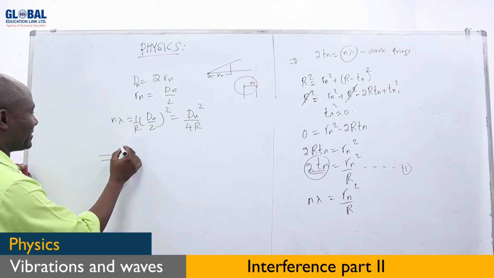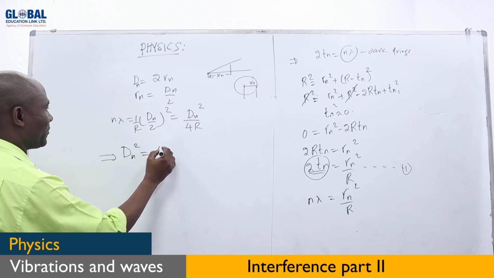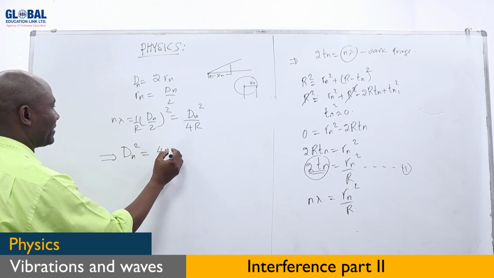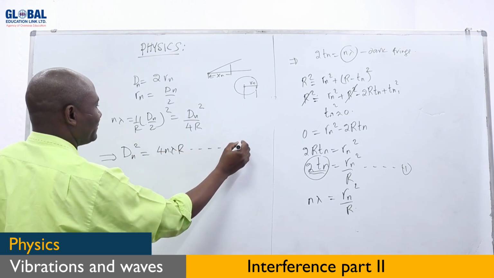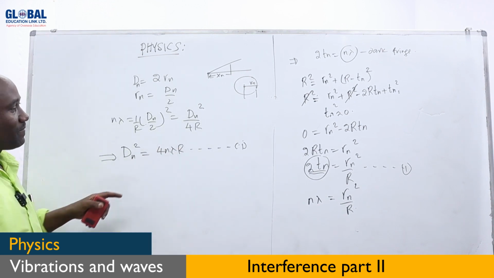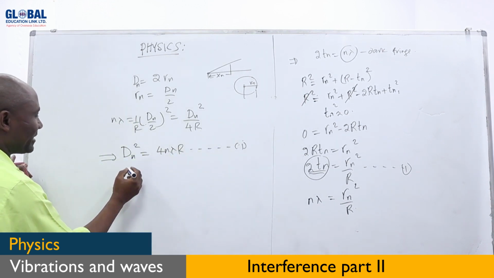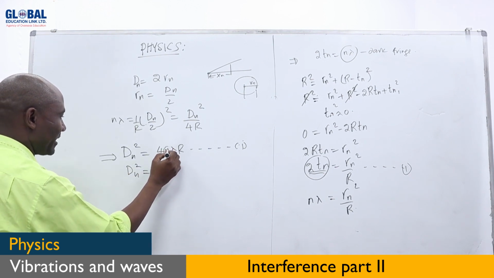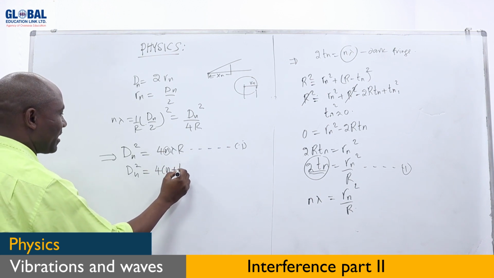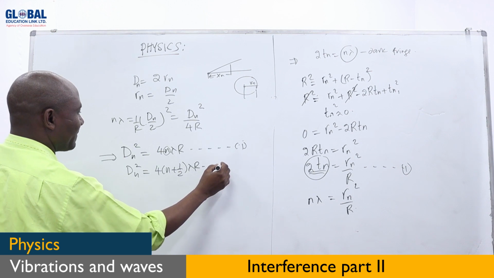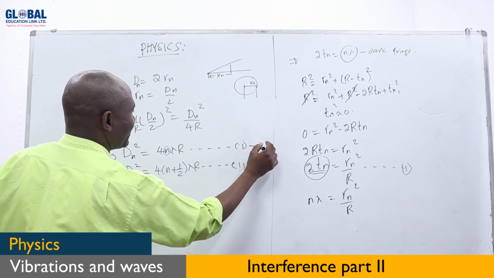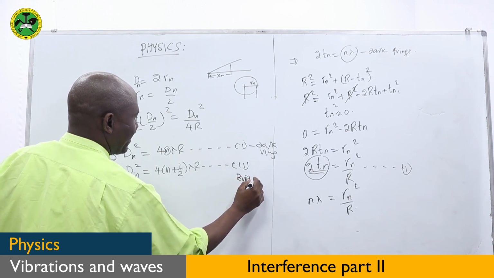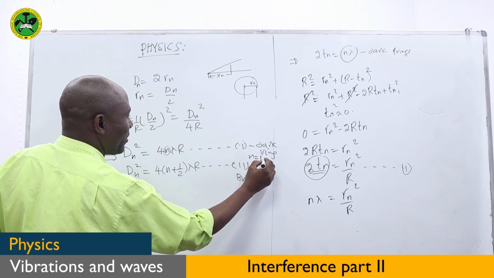From this, you can find that D_n squared equals 4nλR. This is for dark. For bright, the form will be the same, equals 4. Now what changes here is the n. It's supposed to be (n plus a half) λR. This is for the dark ring. This is the bright ring. Here, our n starts from 1.